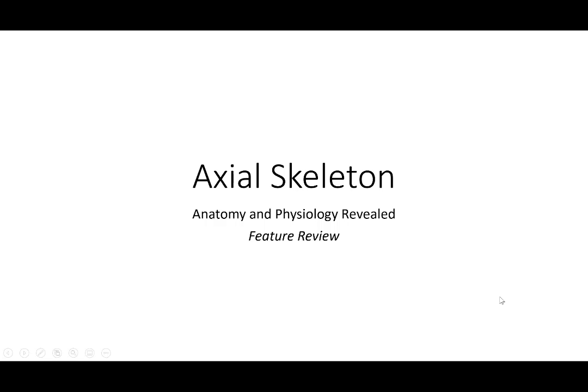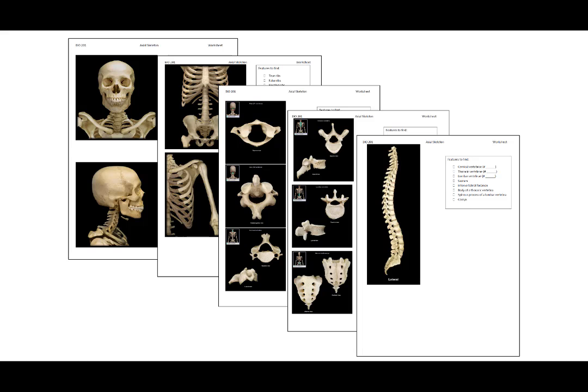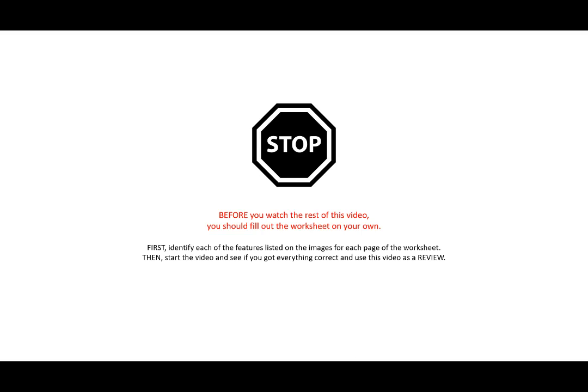Let's go through the images for the axial skeleton. There are 5 pages to the worksheet for this part of the skeleton. Before moving on, make sure you've already gone through each of the pages yourself and identified the bones and features. Then proceed with the video.